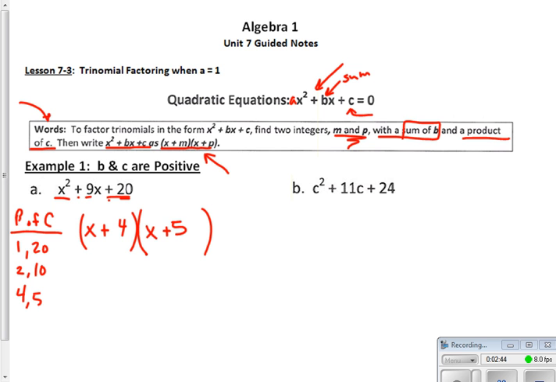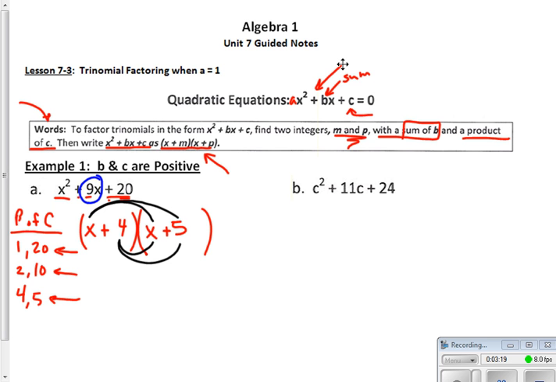Out of these c values, 1 and 20 wouldn't get us 9, that would give us 21. 2 and 10 when added together is going to give us 12. This is the only spot that's going to give us 9. So when you actually FOIL this, you'd have x times x, x squared. x times 5x, giving us 5x. 4 times x is a positive 4x, so that 4x plus the 5x would give us that 9x value. And then if you multiplied your positive 4 times your positive 5, that would give us 20. So that's kind of the description there.